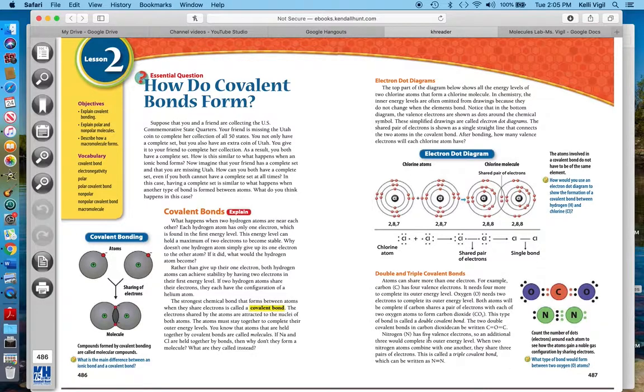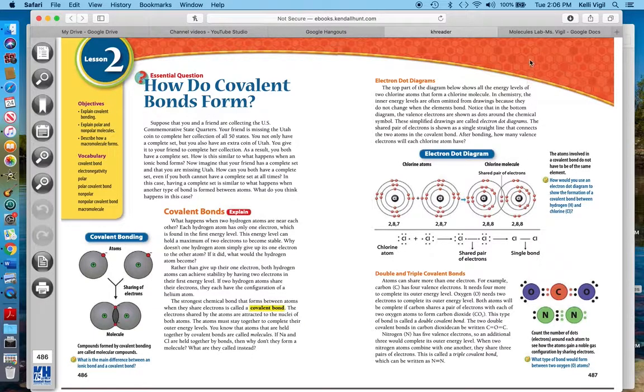The 2 double covalent bonds in carbon dioxide can be written as C double bond O double bond C. So 2 lines, and each line represents 2 electrons. Nitrogen, N, has 5 valence electrons, so an additional 3 would complete its outer energy level. When 2 nitrogen atoms combine with one another, they share 3 pairs of electrons. This is called a triple covalent bond, which can be written as N, 3 lines, N. Okay, so that's all elaborating this part here. Crazy, all of the bonding.